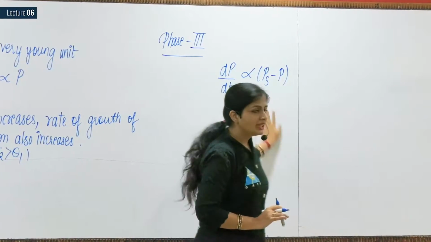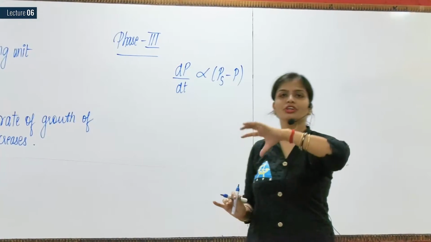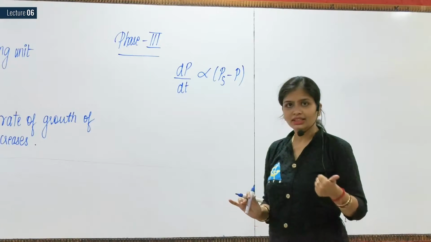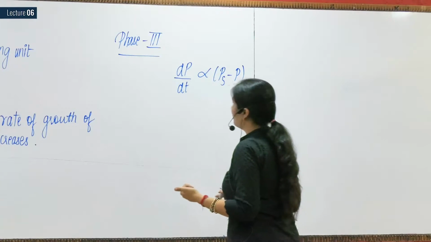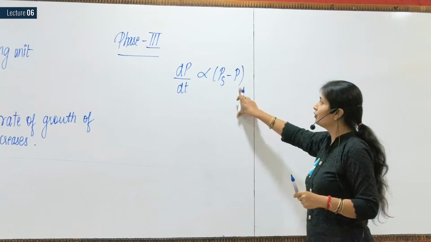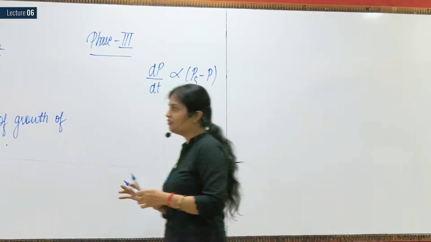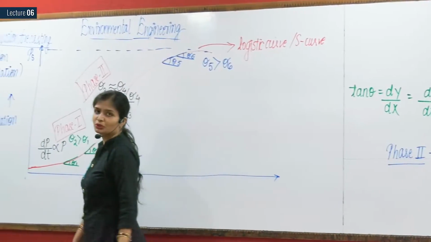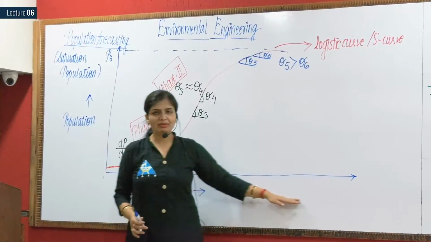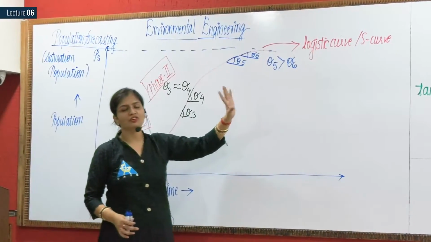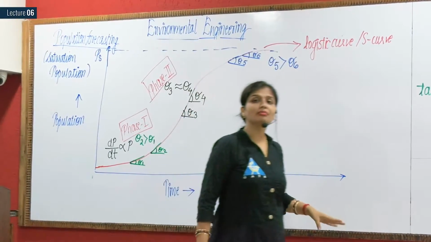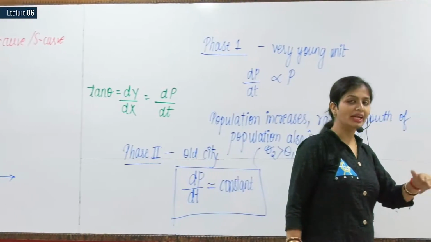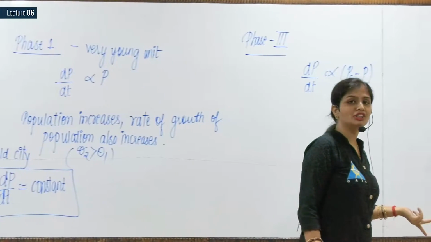Fine. Now let us suppose this saturation population for your locality, for your city, will remain constant. Right? This won't change. But the population is increasing, because everywhere in this whole graph, as the time is increasing, the population is increasing for sure, no doubt. But I am telling you the rate of growth of population. My motive is to explain the rate at which the population is growing.